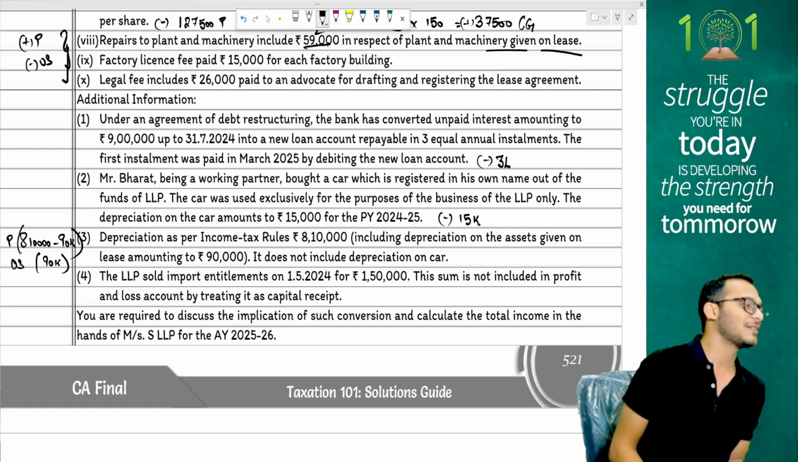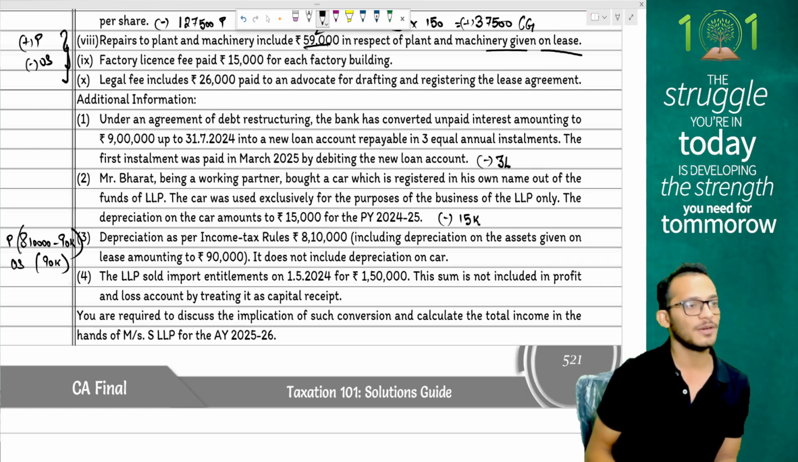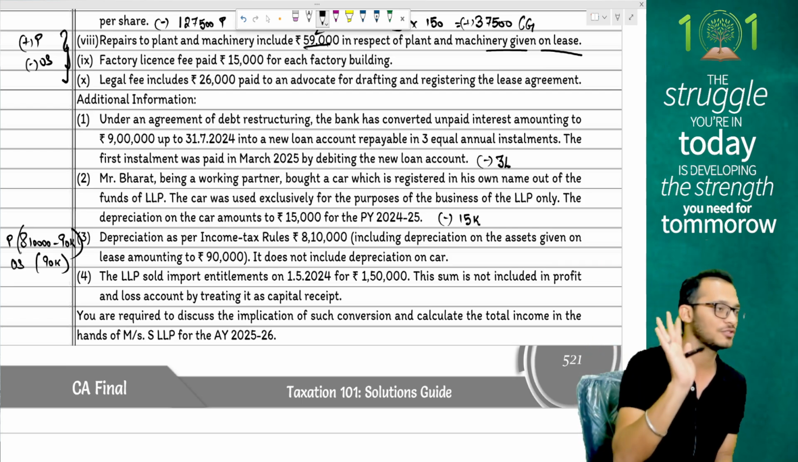Can you claim depreciation under OS? Yes, you can do that. It is perfectly allowed. There is no such rule which says that if you have an asset in your personal capacity but it is being used for generating other sources, you cannot claim depreciation on that.